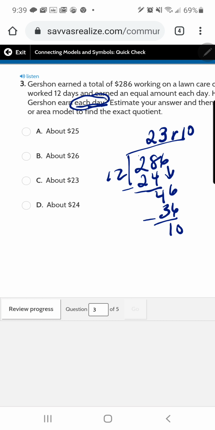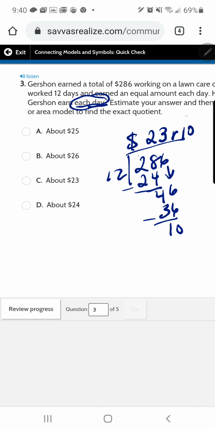So let's go back. What does the 23 represent? Well, if you remember correctly, the question was asking you how much does he make each day. So 23 must mean that he made about $23, right? And a little bit extra. That's what the remainder means. So which answer here, A, B, C, or D, is close to 23? Well, I know it's 23 plus a little bit more, right? That 10 represents that.